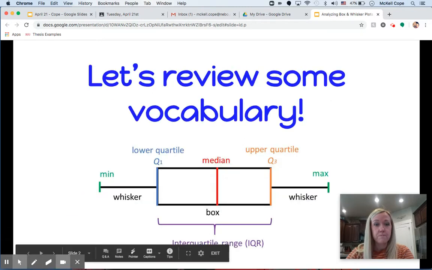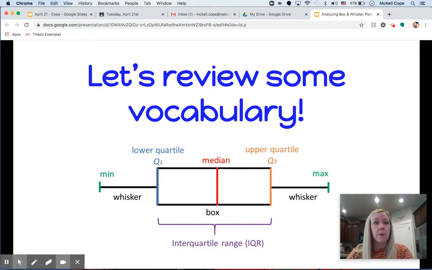So the first thing I want to review is the vocabulary. What are some of the terms that we talked about on Monday? Because when we're analyzing it and when we're being asked questions about a box plot and we're trying to interpret what it means, it's important to understand what kind of lingo and what kind of vocabulary we're dealing with.